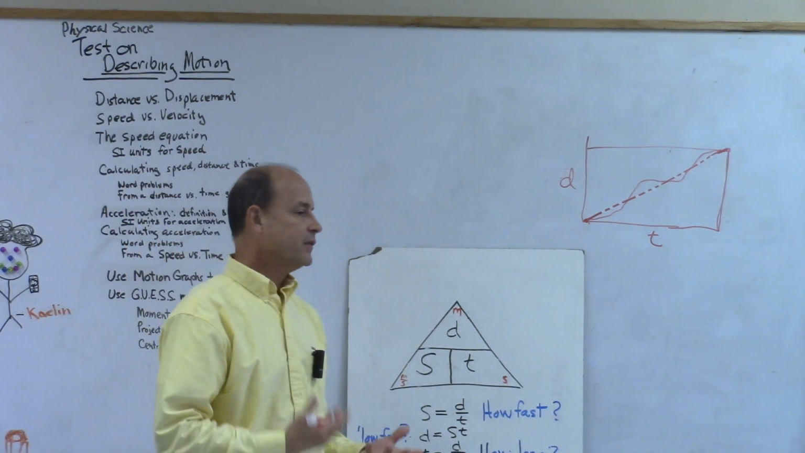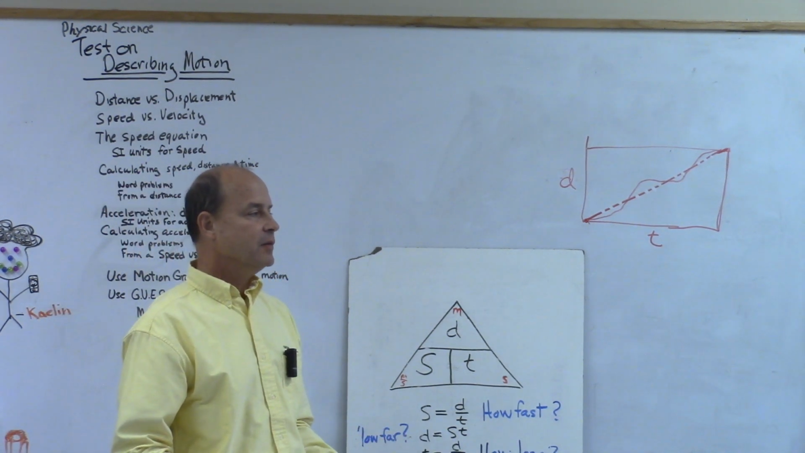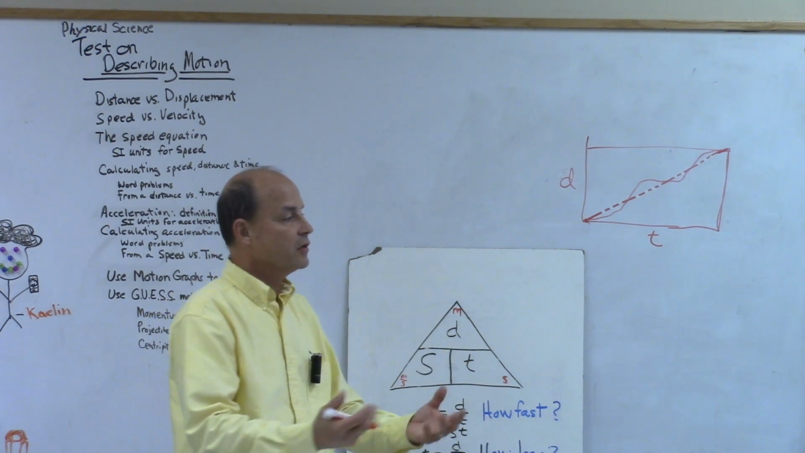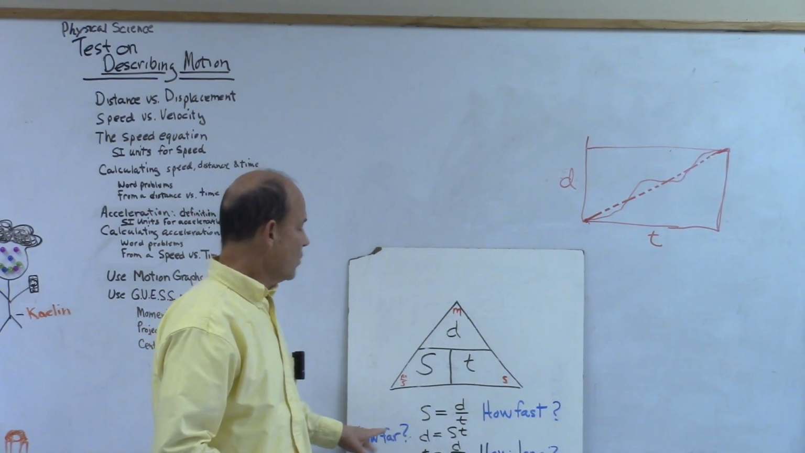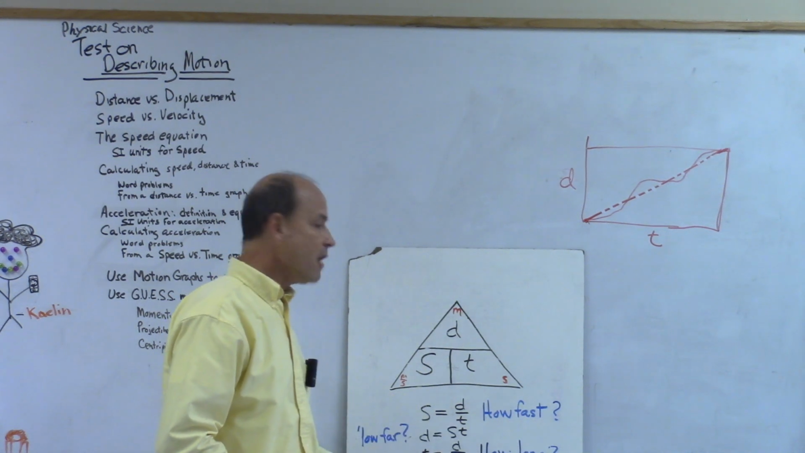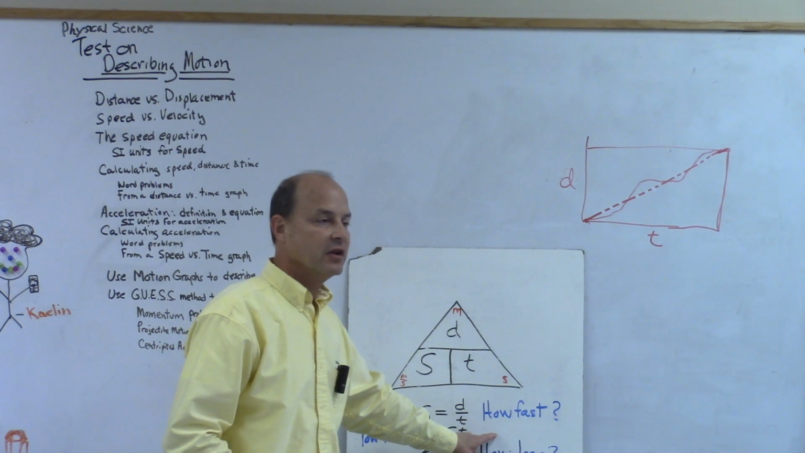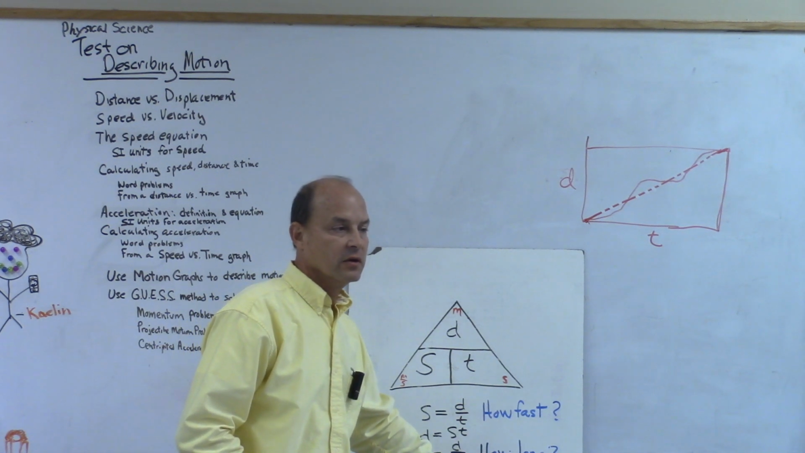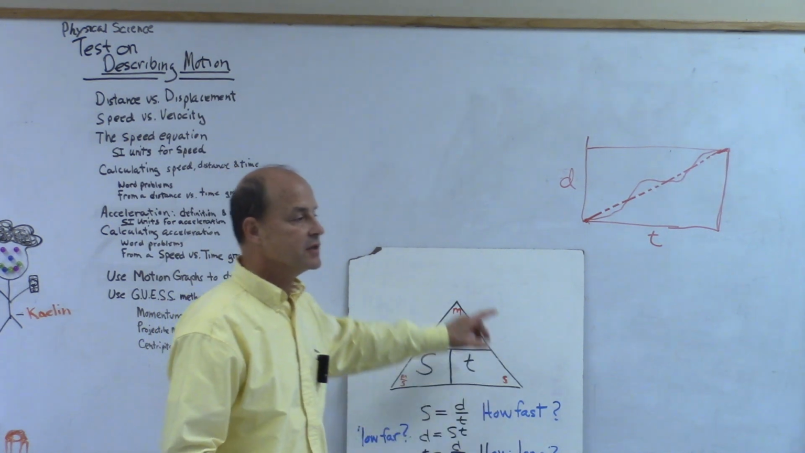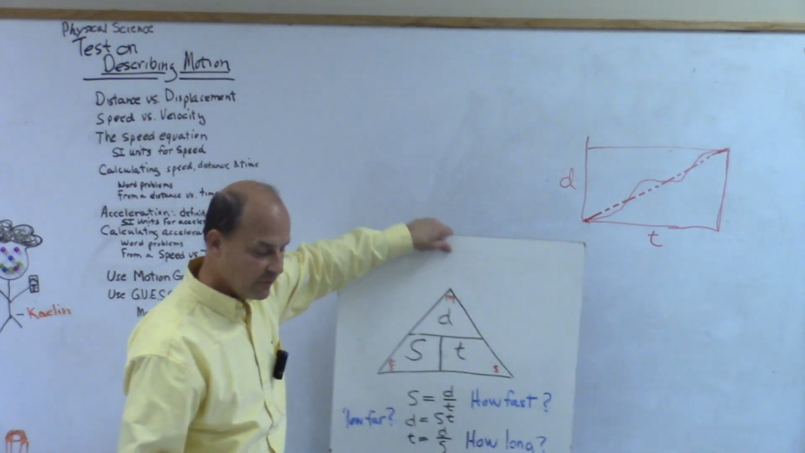Let me take a step back and say, in this unit, we are describing motion. We are describing motion with words and graphs, with numbers and graphs. You guys, really, this all boils down to, can you tell me how far did it go? How fast did it go? How long did it go? Really, that's all. We're only answering these three questions: how long, how far, and how fast.